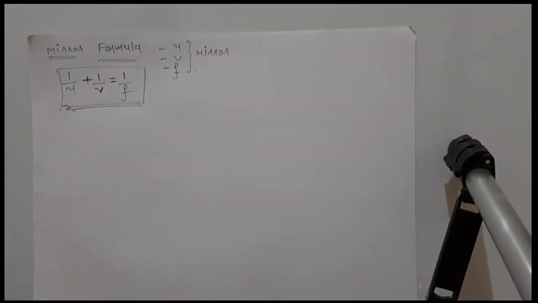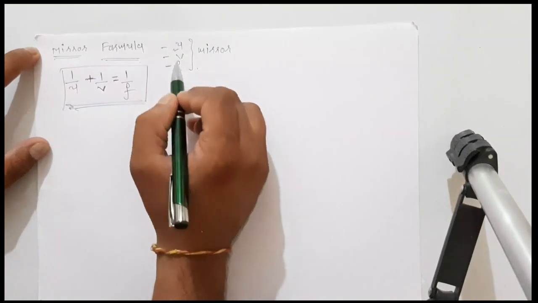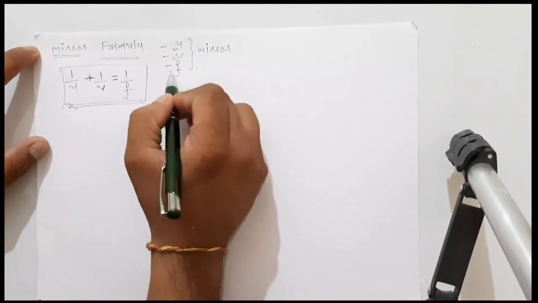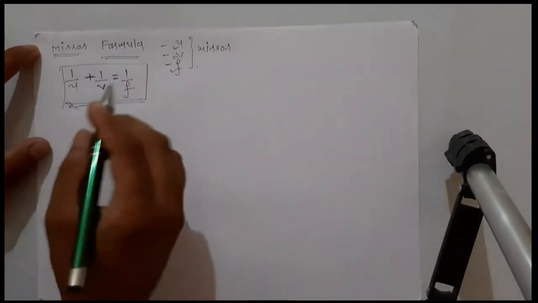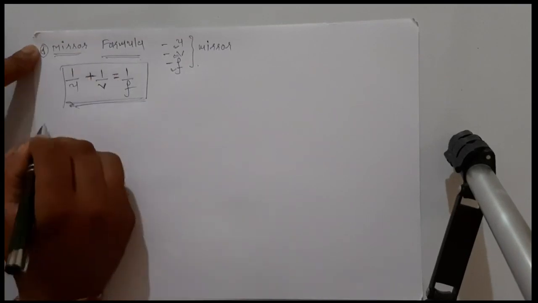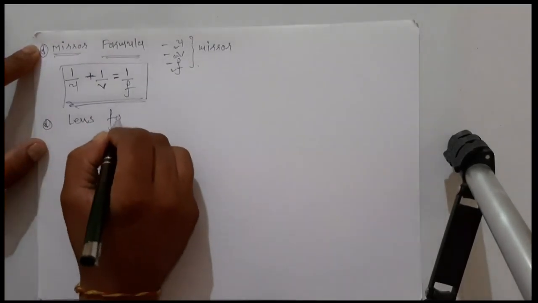So for a mirror, the formula which gives the relation between u, the object distance, v, the image distance, and f, the focal length, is called the mirror formula. Second, which is important for sums, is our lens formula.